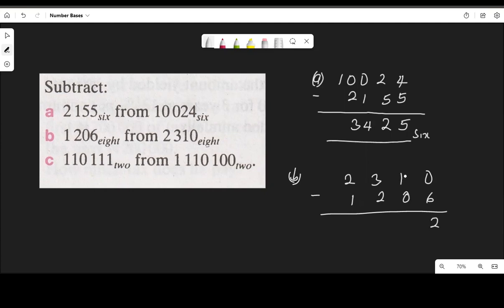We have borrowed 1 from here, there's nothing left here again. 0 minus 0 is 0. 3 minus 2 is 1. And 2 minus 1 is 1 in base 8. Let's remember to indicate the base.